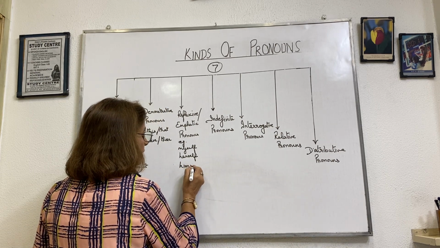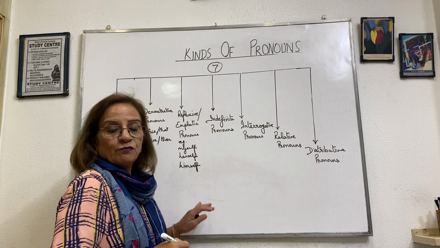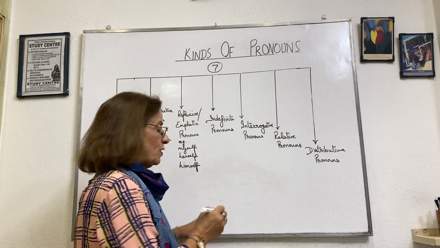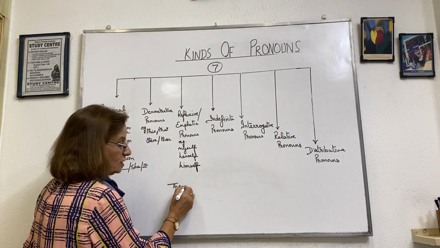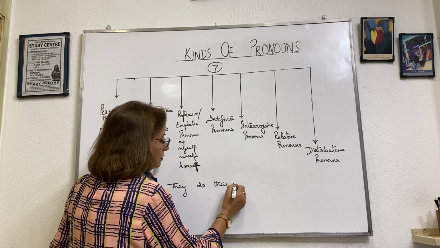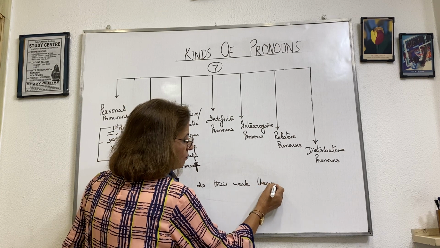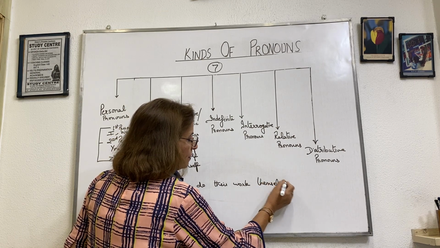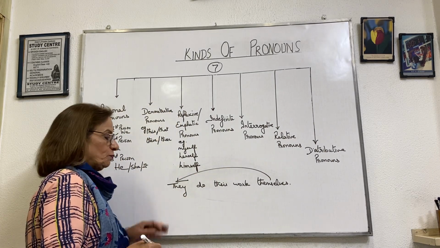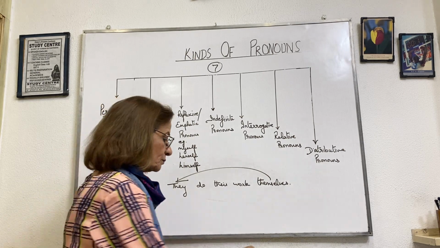Now this is singular. Now what about the plural? For plural, what will we use? They do their work. They is plural. It will become themselves. For plural, it will become themselves. It is reverting back, turning back to they. So with plural, we use themselves. Okay.